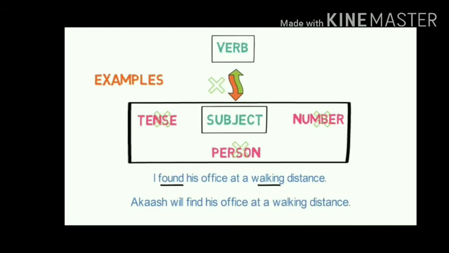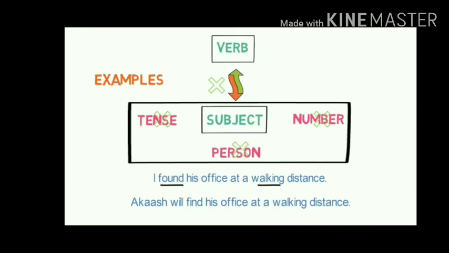For example, I found his office at a walking distance. In this sentence, we have two verbs. One is finite verb and the second is non-finite verb. The first verb, found, is finite verb because in this sentence it is according to the tense. But the second verb is not according to the tense, so it is non-finite verb.